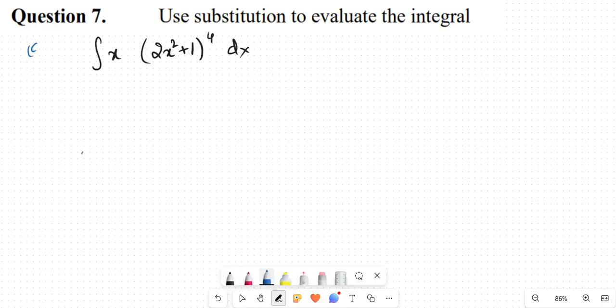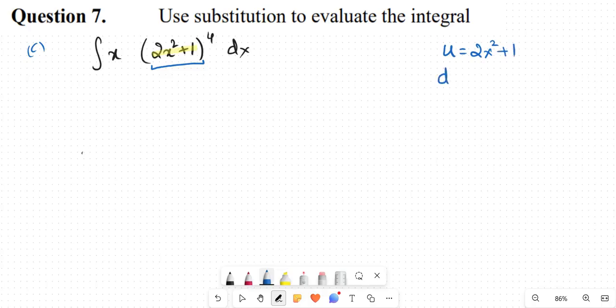Next part, C. The integral of x times 2x squared plus 1 to the power 4 dx. We are integrating this whole function. The most complicated part is this, which is the power, and inside that is just 2x squared plus 1. So we are going to try to substitute u as 2x squared plus 1.